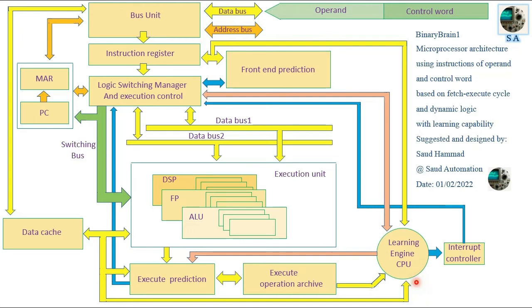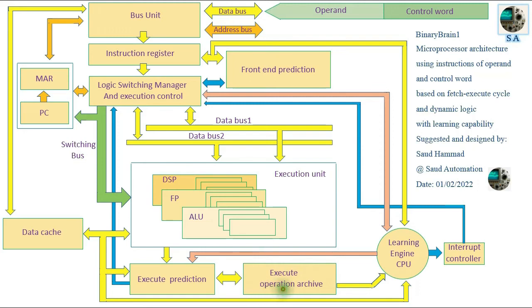One direction, and this will work well with repeated instructions, is to provide a mechanism for the execution unit to save a copy of the most recent executed results at a special cache. We can call it the execute operation archive.